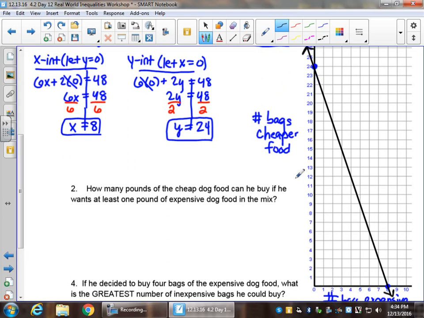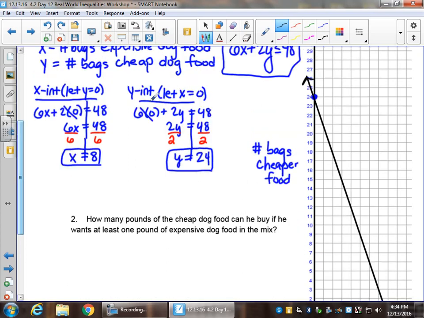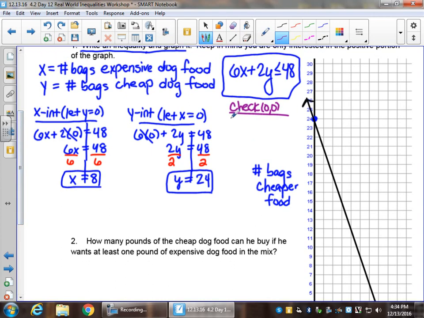For this one, I don't actually have any other quadrant other than the first quadrant. So let's see what happens when we check 0, 0. My train of thought jumped ahead a little bit. Sorry, guys. Let's check 0, 0. So that will be 6 times 0 plus 2 times 0 less than or equal to 48. Again, when we go back to the check, we're back with an inequality here, not an equal sign like we had over here. So I get 0 less than or equal to 48. That is true.